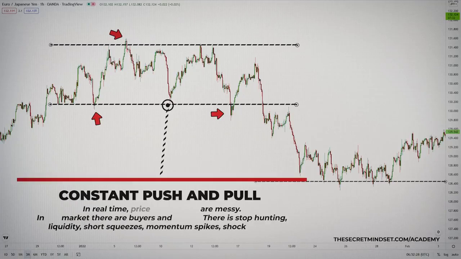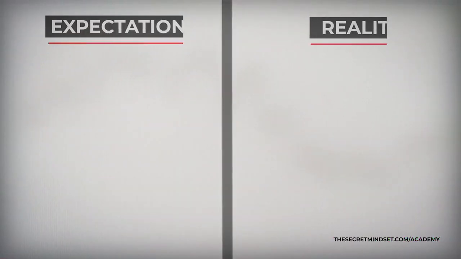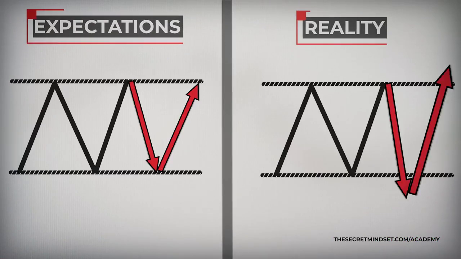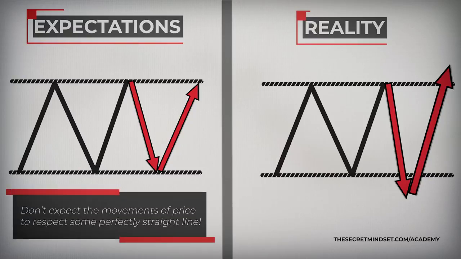If the price dips a little bit below a support line, it doesn't necessarily mean that the support has been broken. Remember, in a market there are buyers and sellers. There is stop hunting, liquidity, short squeezes, momentum spikes, shock events. The price action doesn't have a mind of its own. It's the collective mind, the push and pull of supply and demand created by emotional, rational, and irrational players in the market. The market isn't perfect, so don't expect the movements of price to respect some perfectly straight line.